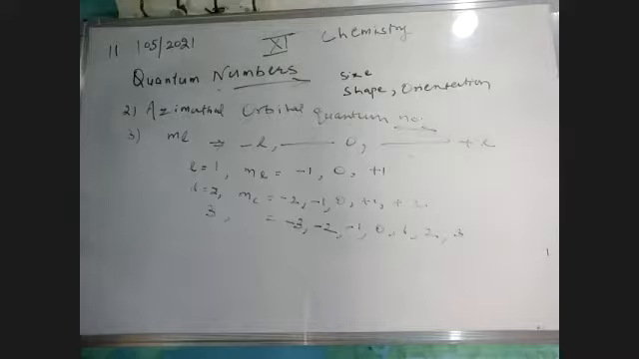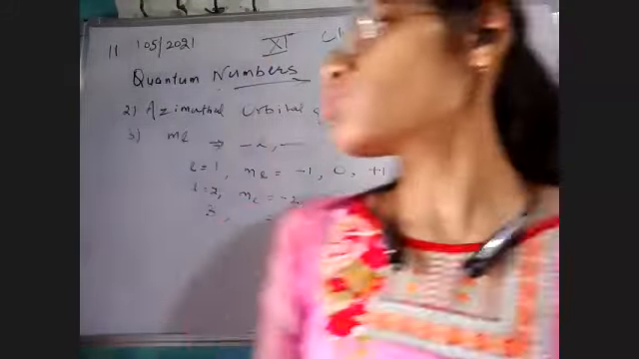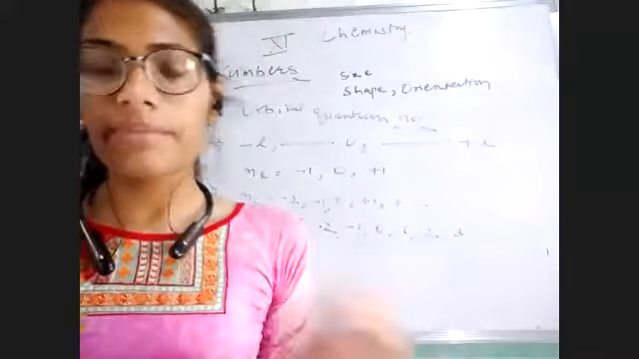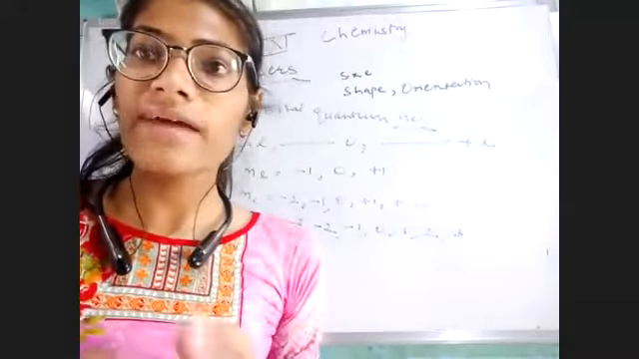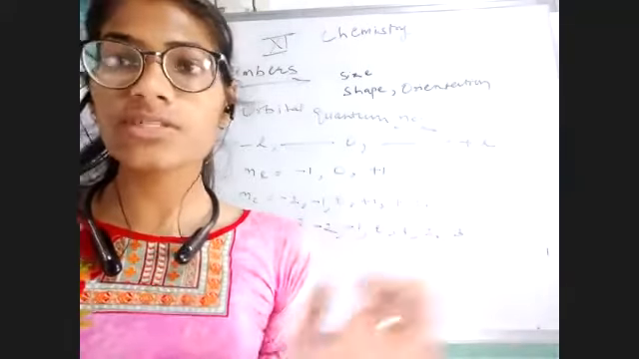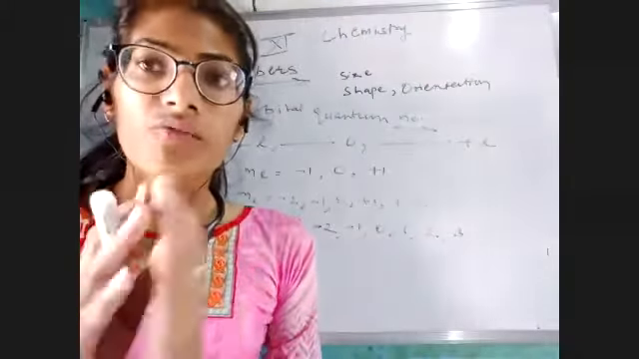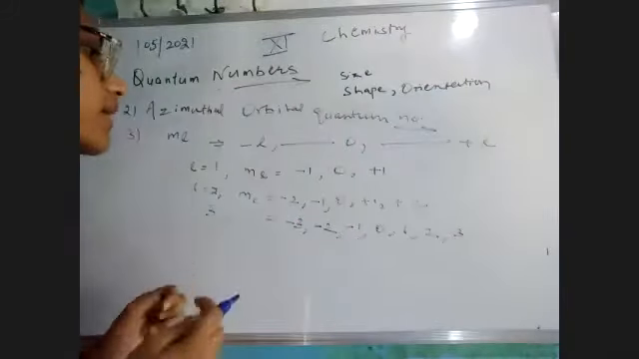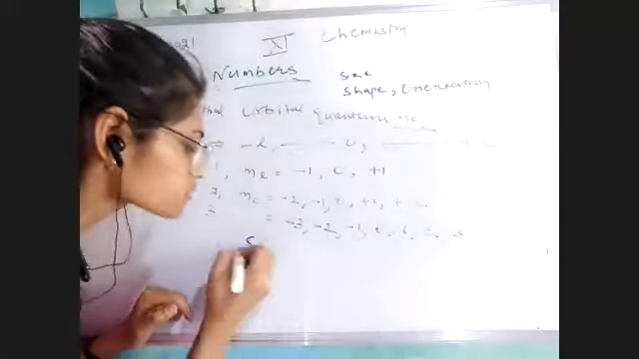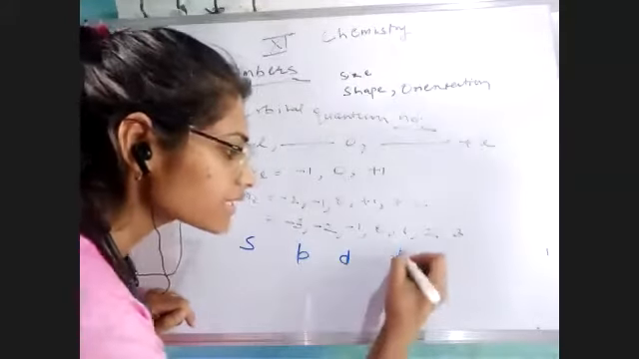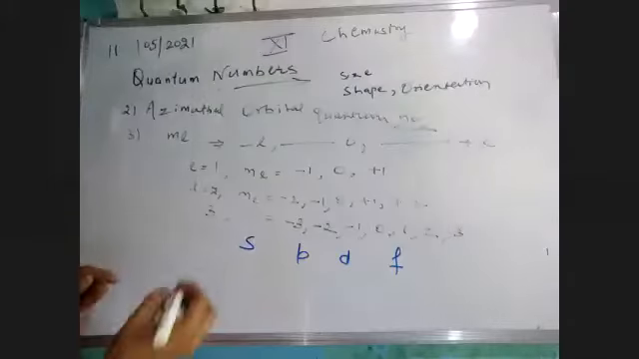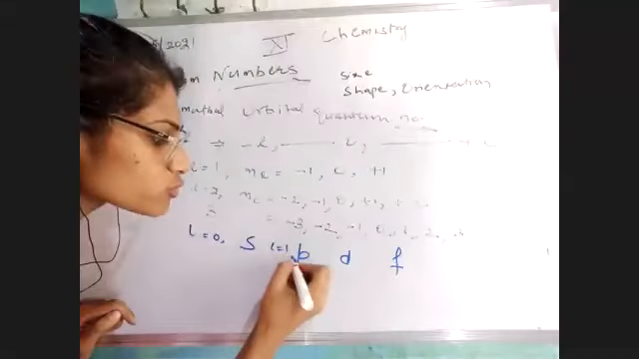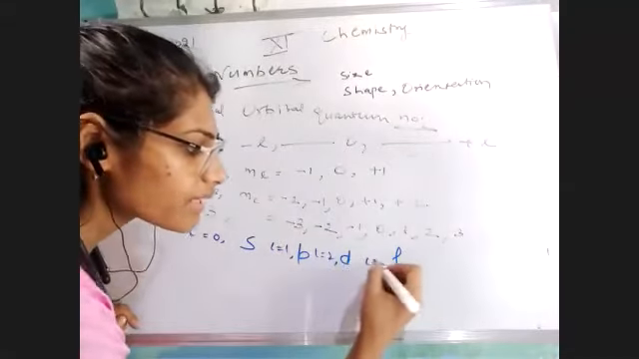Now the point arises: is there any benefit of this, or are we just going to study it with the help of ML should be this, ML should be that? Do we have any kind of physical importance with this topic? Definitely yes. We have heard about the orbitals. Let's have a look at S, P, D, and F orbitals. We have just studied that if L equals 0, it is S. If L equals 1, it is P, and so on.